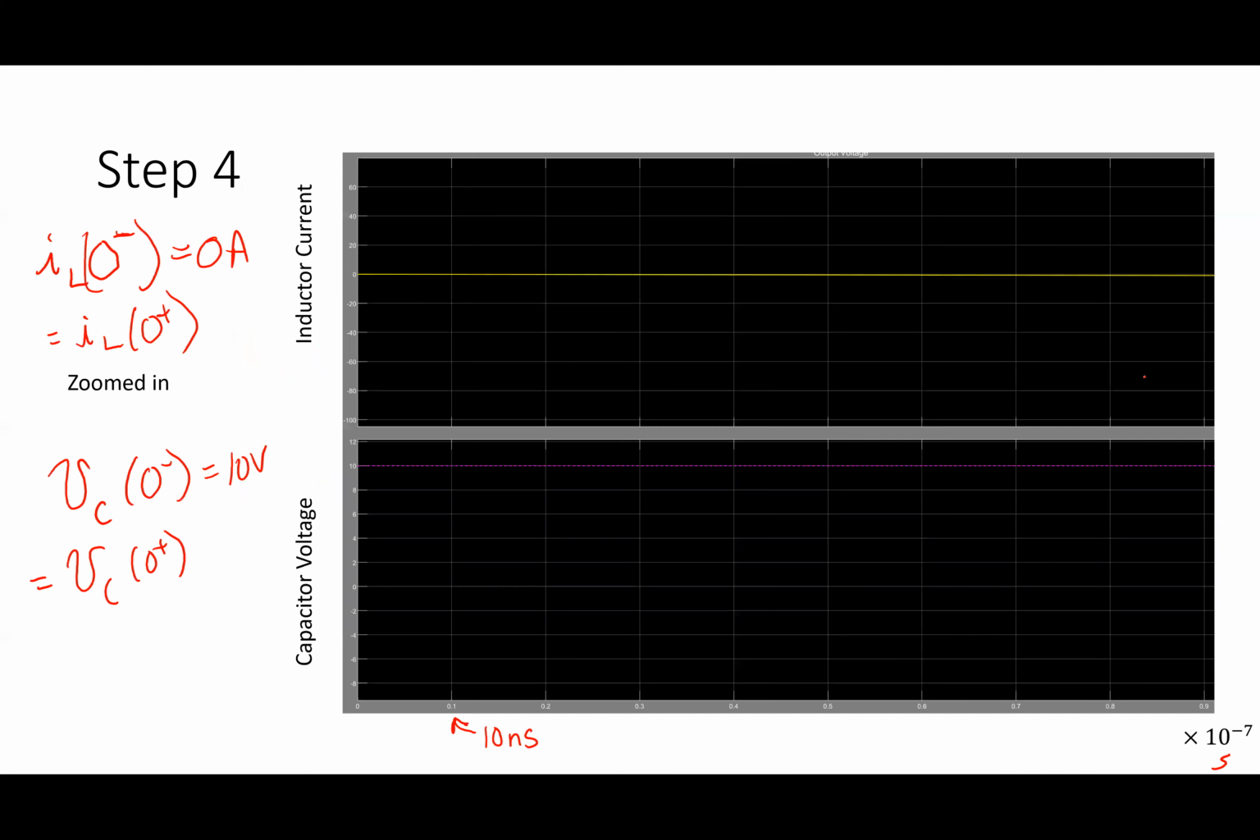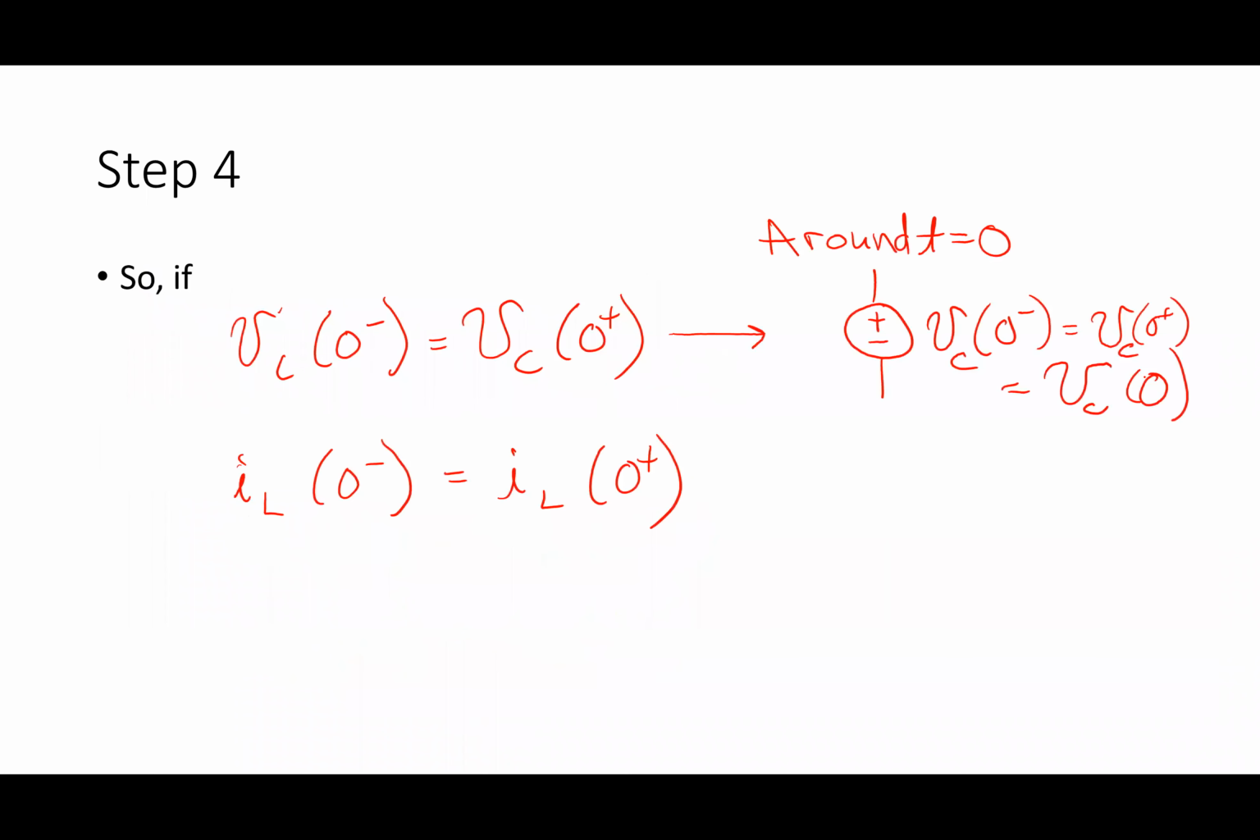What would be the argument that I would make about the inductor? Its current stays constant for a really short time. So how would I model that guy? Yes, a current source. So I'll model that guy as I sub L of 0 minus equals I sub L of 0 plus equals I sub L of 0, for a short period of time.